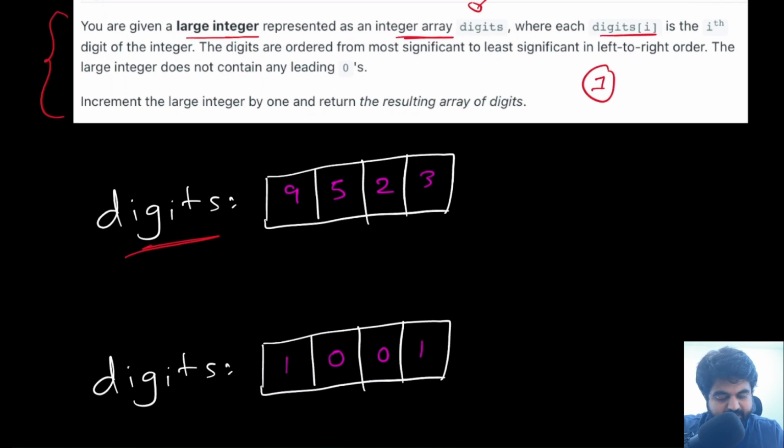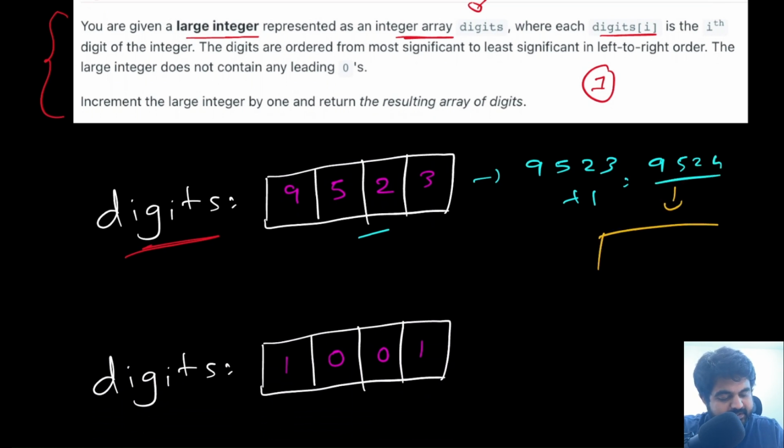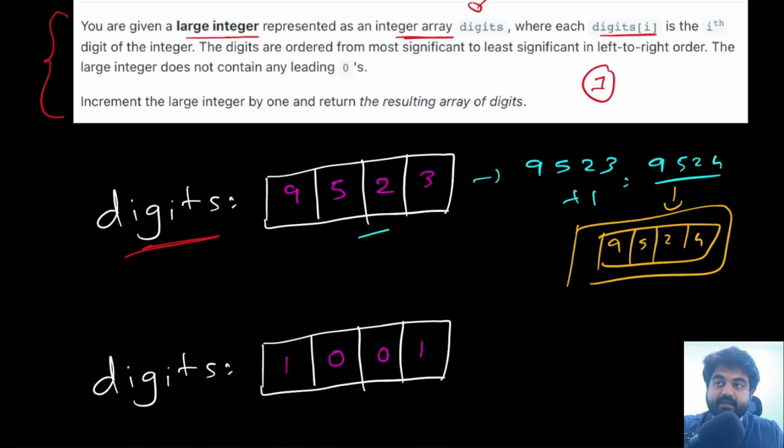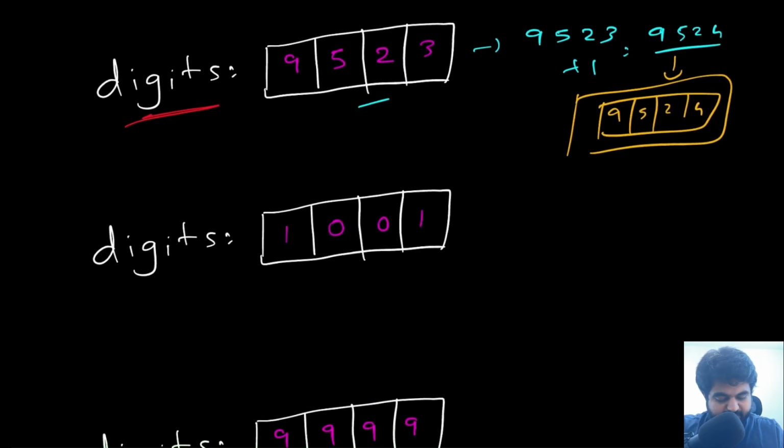Let's say that we are given an input. Originally we are supposed to be given the value 9523, but this is given in the form of an array. Now we need to do +1, so this value would become 9524, and we need to return this as an array. So we are going to create an array once again and return 9524, and this is the answer that we will have to return. Same way, if these are the digits we are given, we are simply going to return 1002, but in the form of an array.